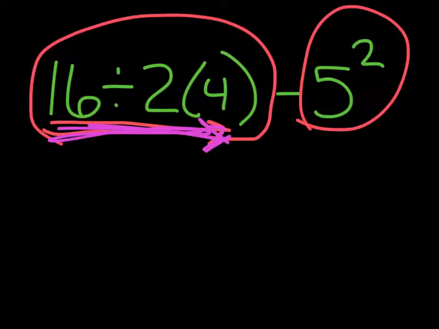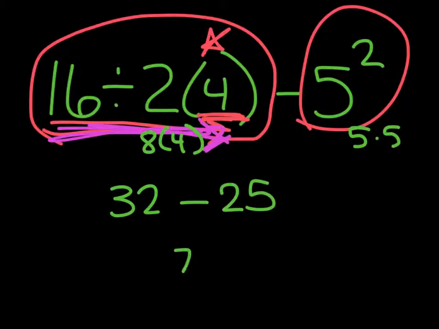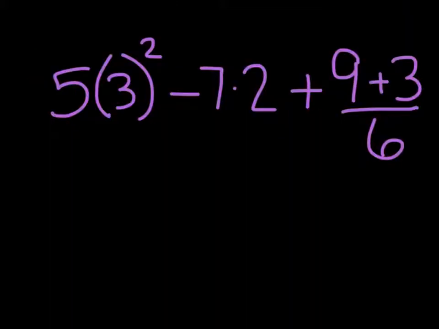So that becomes 16 divided by 2 is 8, and then 8 times 4 is 32. There was that parentheses there, remember that? However, there is nothing inside the parentheses to do, it's just a 4. So all that meant really was multiplication. All right, so I've got 32 minus 5 squared means 5 times 5, which is 25, and 32 minus 25 is 7. Okay, last question here.